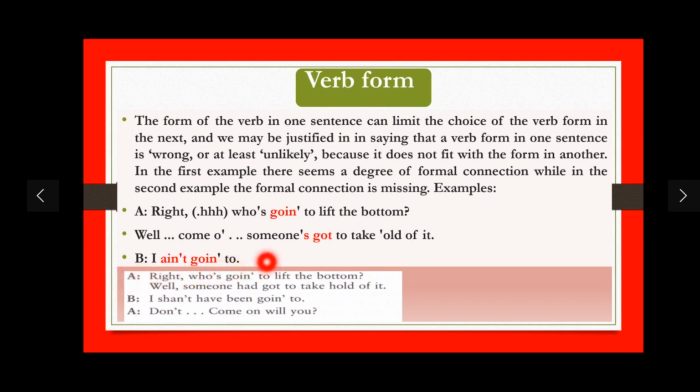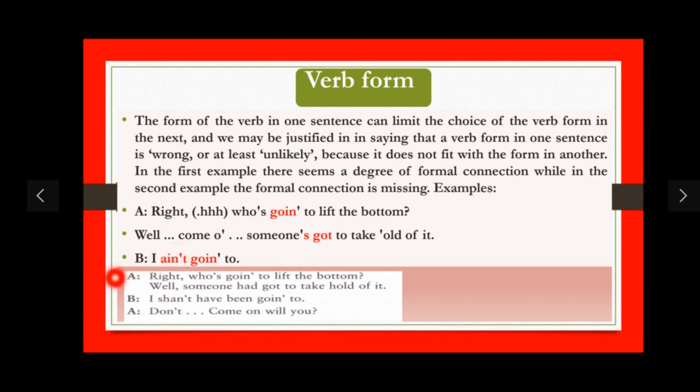So you can see that the verb form in this example is consistent. There seems to be a formal link, because who's going is present continuous tense, and someone has got is also present tense. And I am going to is also present continuous tense. So in this example we have three verb forms: going, present; has got, present; and going, present. Don't confuse it with perfect tense. It's present tense, used as an expression that someone has got to take all of it. So all three verb forms are in present tense. That's why this sentence is linked with this one, and this one with that one. So there exist formal links through verb form.